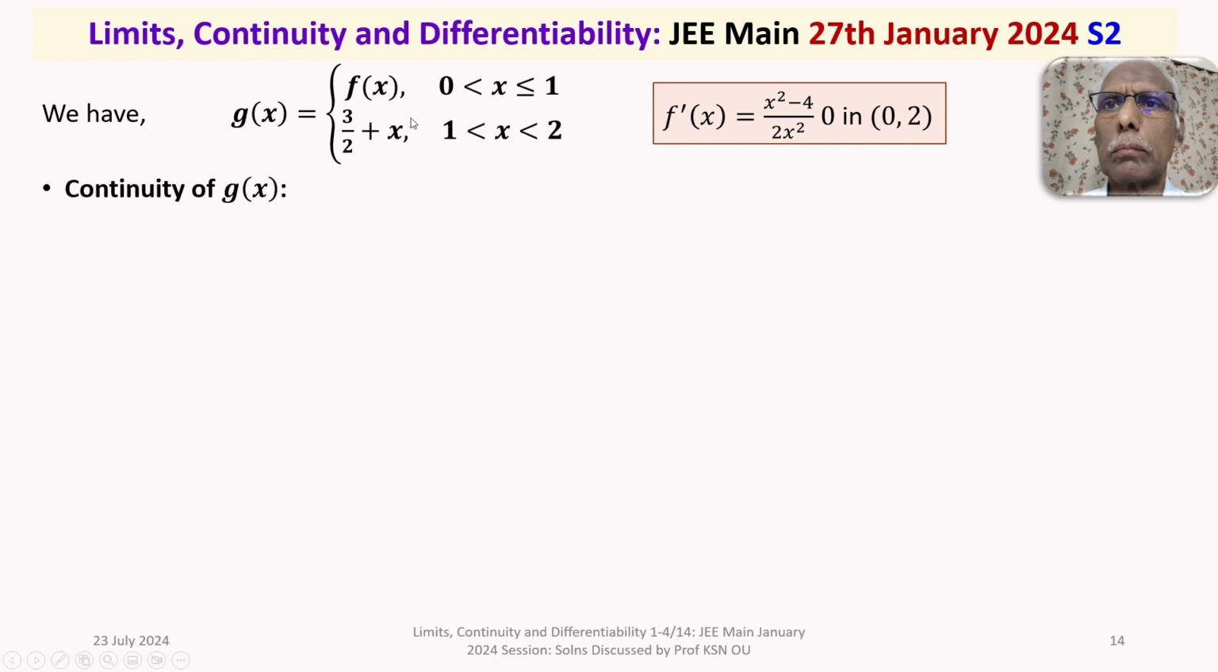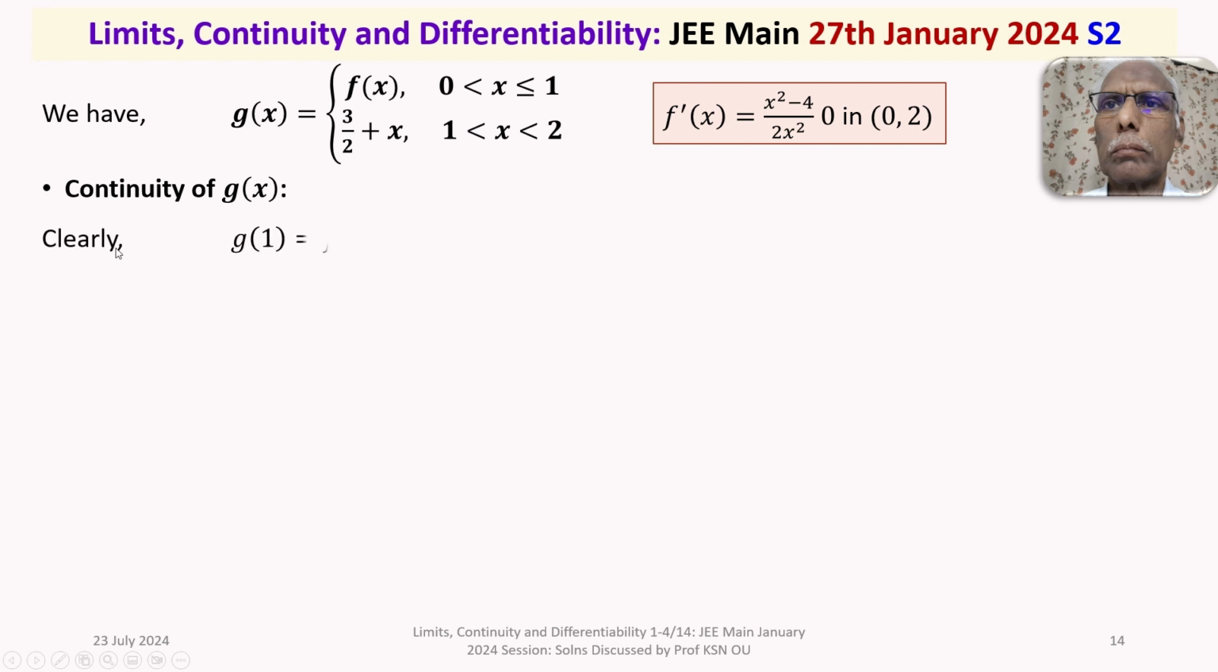If we look at g of x, f of x is a continuous function in the interval 0 to 1, and 3 by 2 plus x is a polynomial, so it's continuous in the interval 1 to 2. So it is continuous in the open interval 0 to 2, except possibly at x equal to 1, because at x equal to 1 there is a shift in the definition of the function.